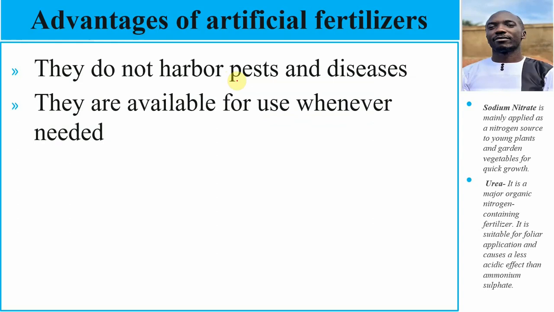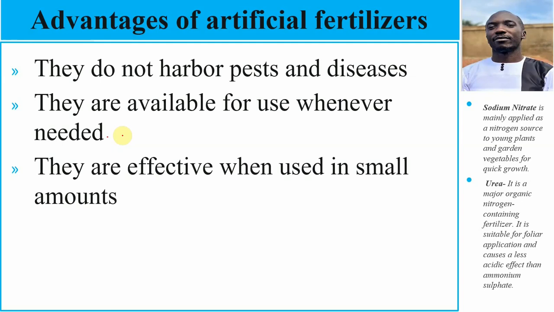Then secondly, they are available for use whenever needed. So for artificial fertilizers, there is no need of waiting. As long as someone tells you that your soil or your crops need maybe potassium, you just go to the shop where they sell the fertilizers, then you buy that fertilizer and it will be available, which doesn't happen with organic fertilizers, as we shall see, because for organic fertilizers, you have to wait. You have to prepare them, you have to take time. So they are not readily available. But for artificial, you can get them whenever needed or whenever they are required.